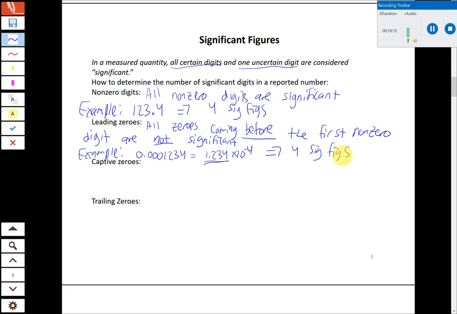Now, we have another type of zeros called captive zeros. These are zeros that are in between non-zero digits, and these are going to be significant. All right, so they're not leading zeros. They don't come before the first non-zero digit. They're called captive because they're captured in between non-zero digits, and these are going to be significant.